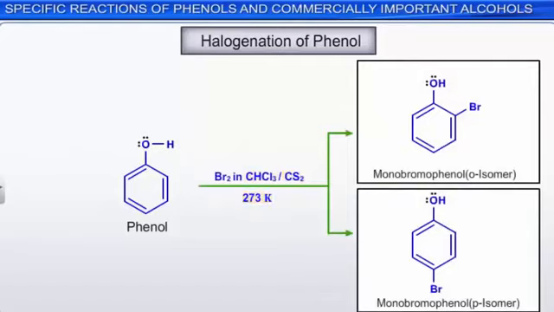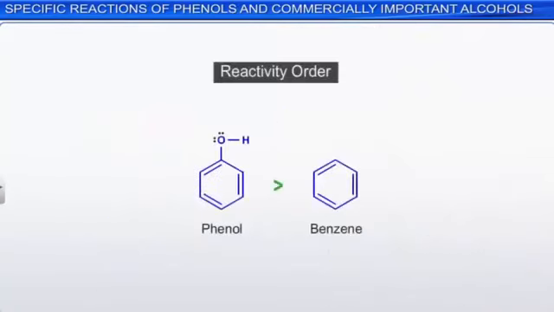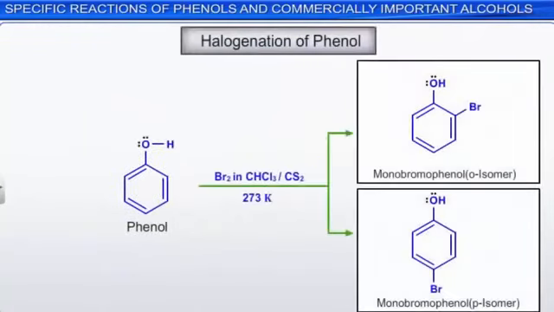Unlike benzene, no Lewis acid is needed for this reaction to occur, because phenol is much more reactive than benzene. Both ortho and para isomers form, but the para isomer is the major product due to the steric hindrance at the ortho position.